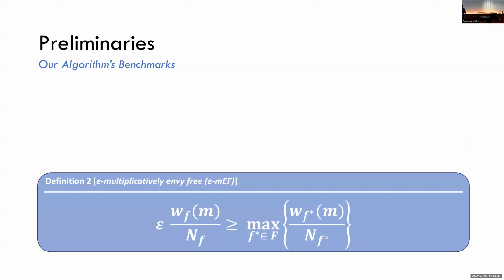Now, in terms of fairness, we define epsilon multiplicatively MV freeness, where W_F of M is the weight of food donations that food bank F has received after M food deliveries have been allocated, and N_F is the food insecure population that food bank F serves. Essentially, a matching algorithm that's epsilon multiplicatively MV free means that there is no individual that has received weight of food donations more than epsilon times any other individual has received.